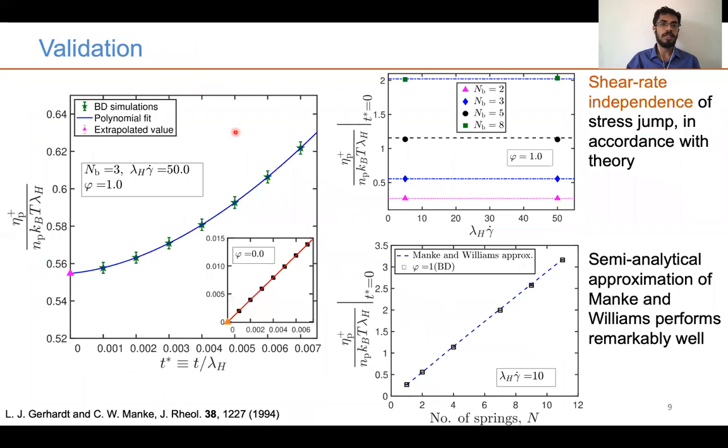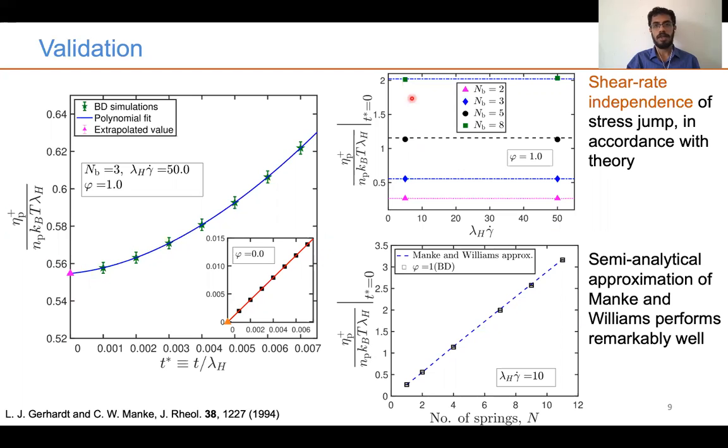Having obtained the governing equations, we now proceed to evaluate a few rheological quantities of interest. Plotted here is the shear viscosity as a function of time at the inception of simple shear flow in a 3-bead chain with internal friction. An important consequence of internal friction is the appearance of a discontinuous jump in stress at time t equal to 0, and this is called a stress jump. And this is absent in models without internal friction, as shown in the inset here for a Rouse chain without internal friction. The stress jump is evaluated by fitting a polynomial to finite time data and extrapolating it to the limit of t equal to 0.